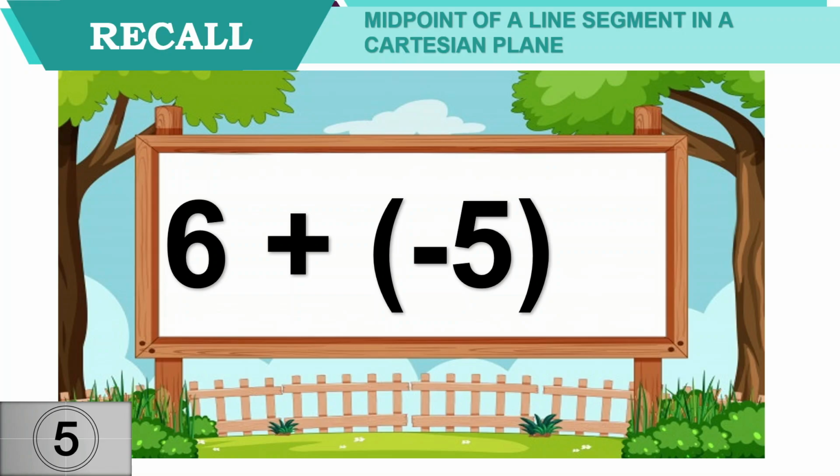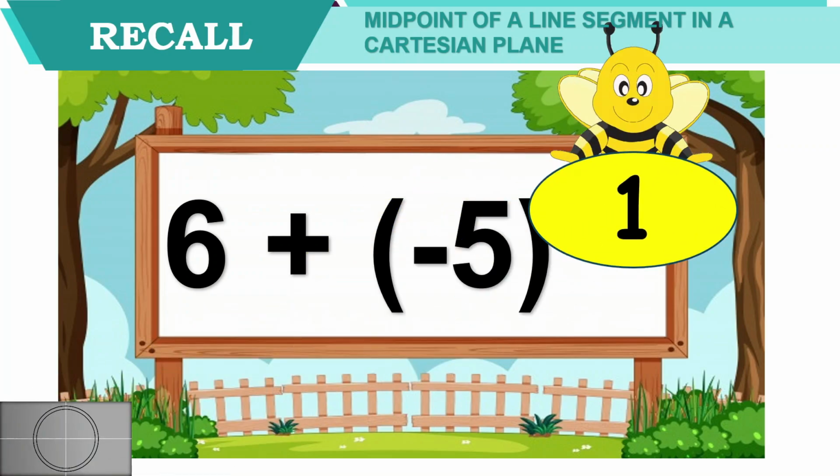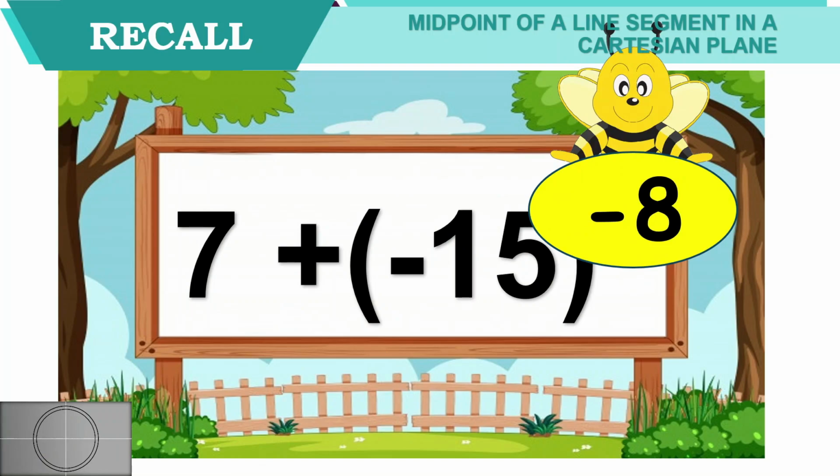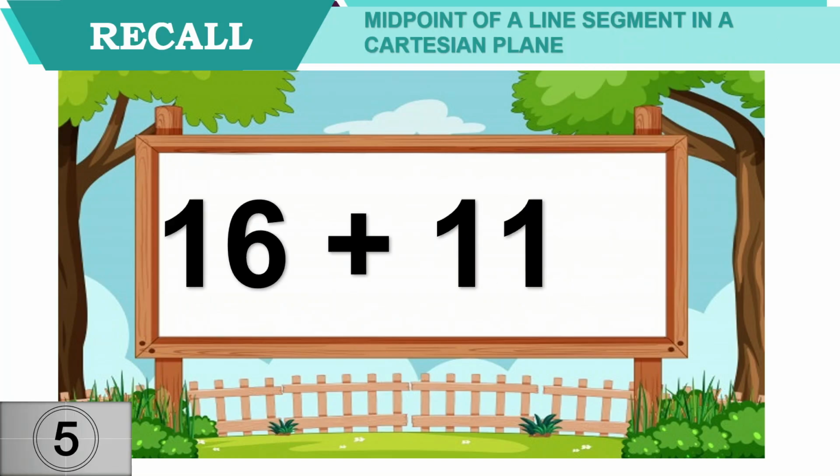What is 6 plus negative 5? The answer is 1. How about 7 plus negative 15? If your answer was negative 8, then you are correct. What is 16 plus 11?